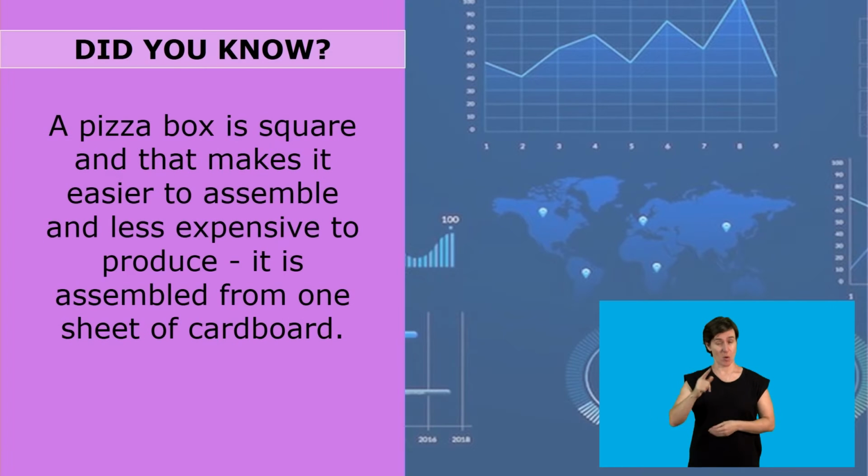Today we will be discussing models and I am Ms. Ninober Vermeulen. Did you know, even though a pizza is round, a pizza box is square, and that makes it easier to assemble and less expensive to produce because it is assembled from one sheet of cardboard. So even though the pizza is round, a rectangular box is cheaper to make.